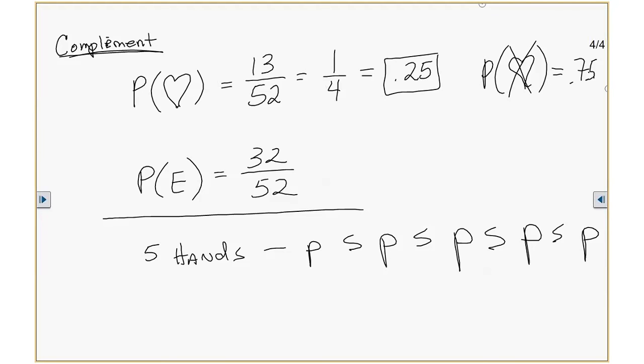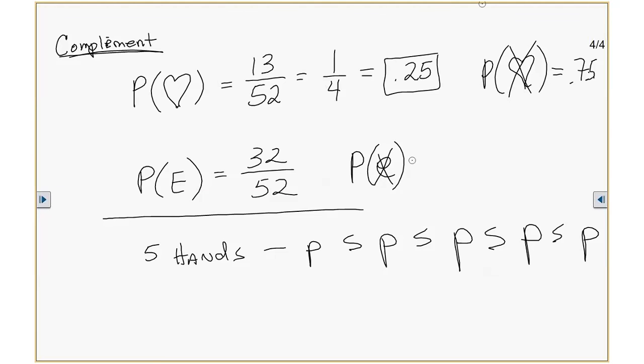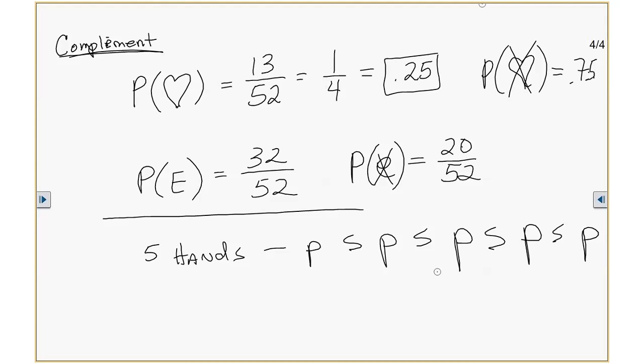What is the complement of 32 out of 52? And that's the probability of not getting an even card. 20 out of 52. Yeah, you reduce it. I'm just trying to explain the complement right now. Yes, you reduce it, but I'm not worried about that right now. I just want you to understand what the complement is.